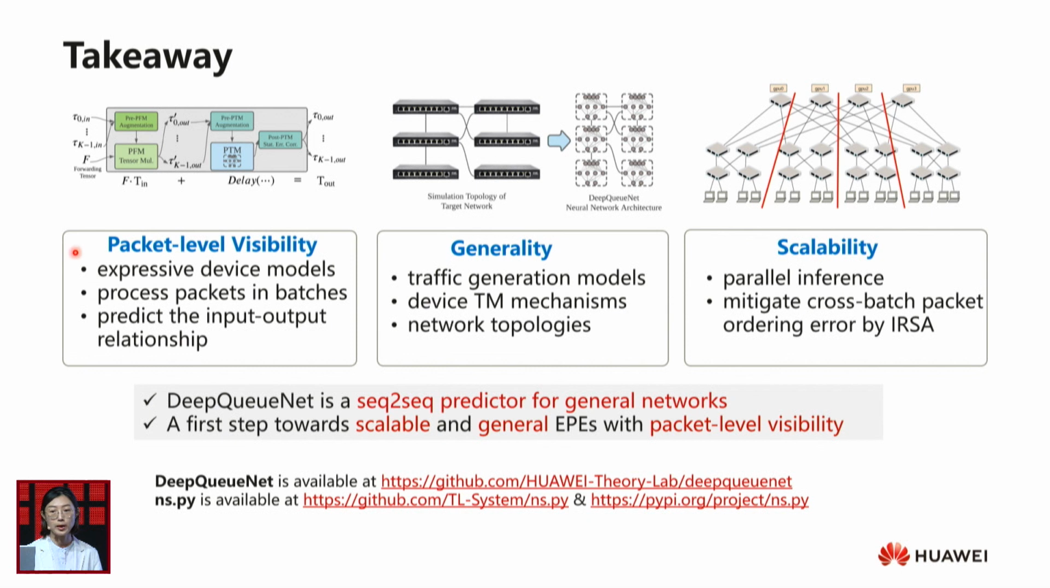And this is a takeaway of this work. First, we achieve packet-level visibility with expressive device models, and also we provide some generality in different dimensions. And by parallel inference, we can achieve scalability. And by IRSA, we can mitigate the cross-batch errors. Okay, so at the last, we want to mention that you can feel free to use our online sources. Yeah, thank you very much.